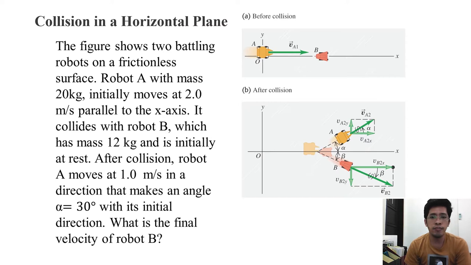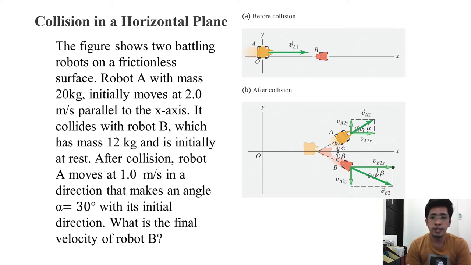After collision, robot A moves at 1 meter per second in a direction that makes an angle alpha equal to 30 degrees with its initial direction. What is the final velocity of robot B? So this is an example of an elastic collision which is non-head-on.